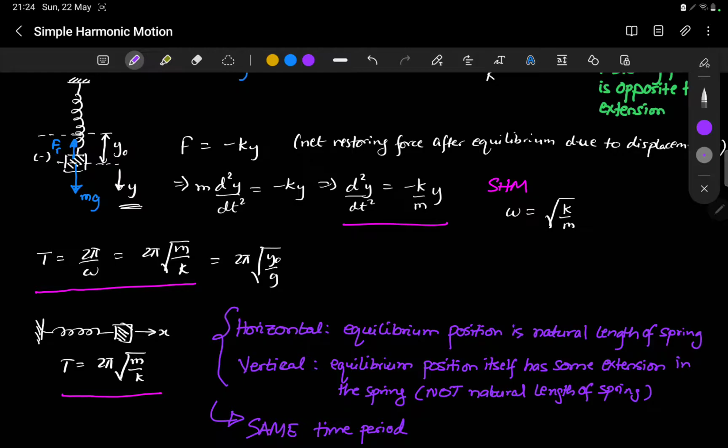Only difference is that in horizontal spring mass system and in the vertical spring mass system, the equilibrium positions are slightly different. In the vertical, even in the case of equilibrium, we have some extension in the spring, but in the horizontal, in the equilibrium position, we have no extension in the spring. So here we see in the vertical case, we had this extension in the spring y naught, which was the equilibrium position after the mass was attached.